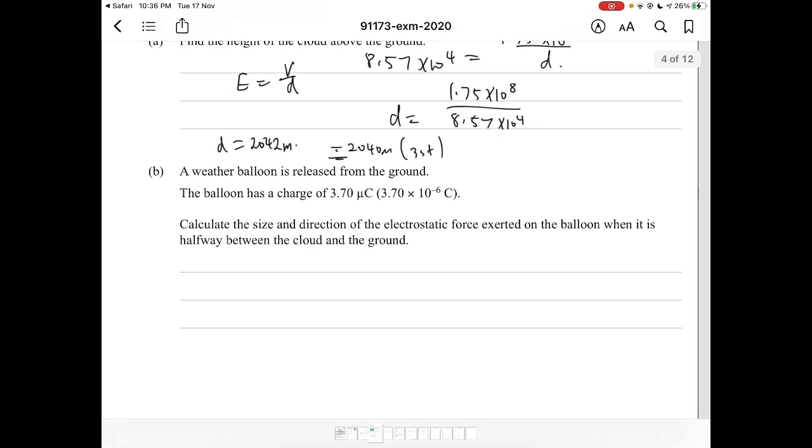Question B. A weather balloon is released from the ground. The balloon has a charge of 3.7 times 10 to the power of negative 6 coulombs. Calculate the size and direction of the electrostatic force exerted on the balloon when it is halfway between the cloud and the ground.